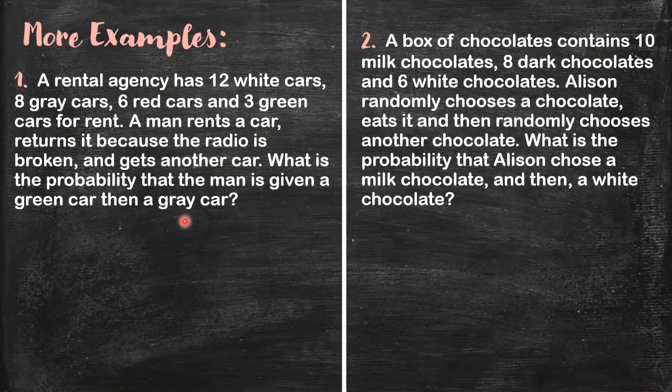What are the two events here? Okay, getting a green car and getting a gray car. Those are the two events. Now, are these two events dependent or independent? So you look for keywords. Nakita niyo yan? Returns it. So kapag ibinalik, independent ang mga events. Ayan o. So basically, all you have to do is to look for keywords.